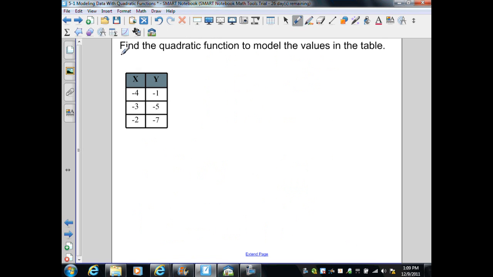Let's follow the same format for this example. Again, we have y equals ax squared plus bx plus c. We're given 3 ordered pairs for x and y. So I'm just going to substitute in, creating 3 equations. Here, y is a negative 1, substituting in, I get negative 1 equals, x is a negative 4. A negative 4 times a negative 4 is 16, times a is 16a.